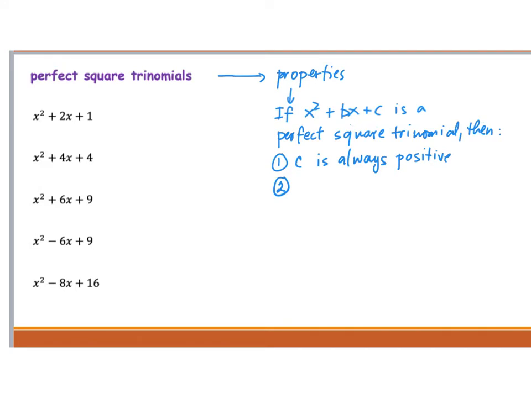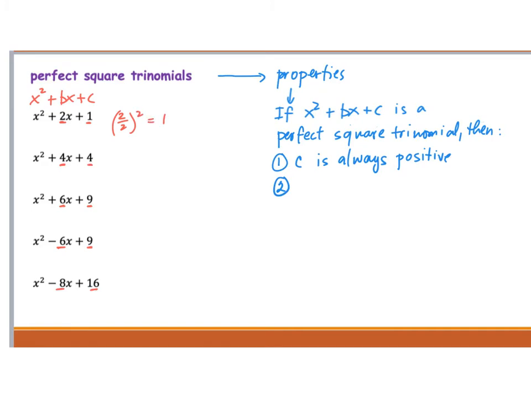Let's have a look at our examples. Our general format here is x squared plus bx plus c. So c is our last term, and b is the coefficient of x, or the coefficient of the middle term. Let's look at our b's and c's: 2 and 1, 4 and 4, 6 and 9, negative 6 and positive 9, negative 8 and 16. If you look at each of those number pairs closely, you will see that if you divide b, the coefficient of x, by 2 and then square the result, the answer is actually c.